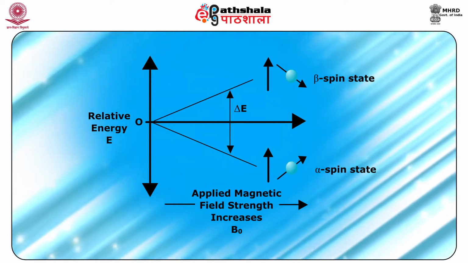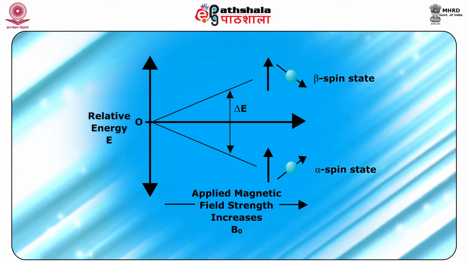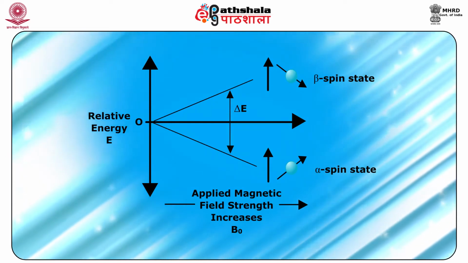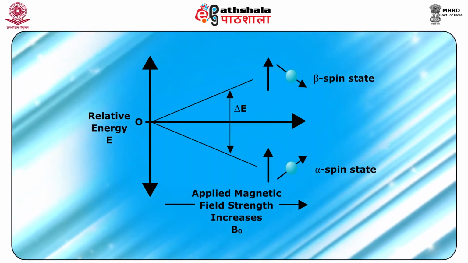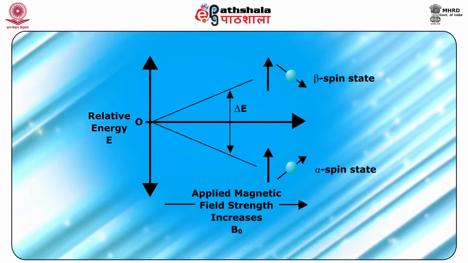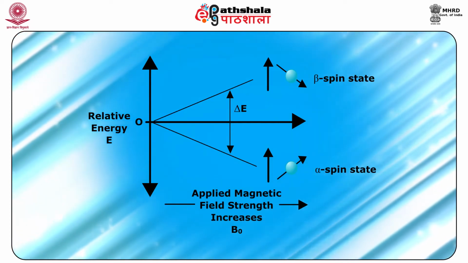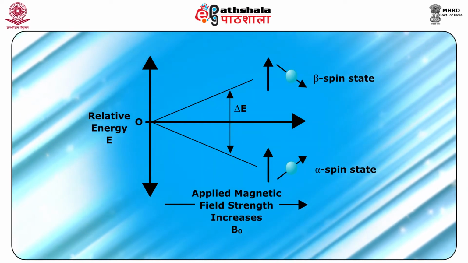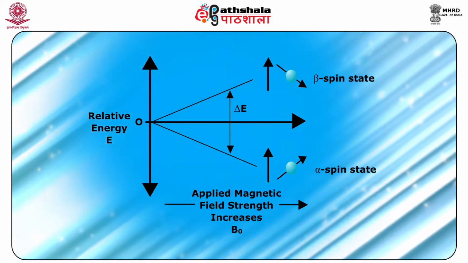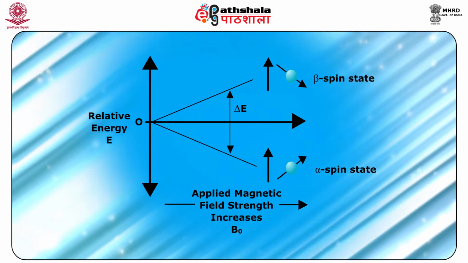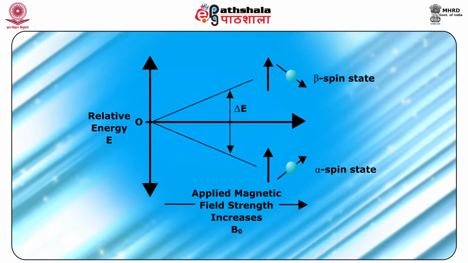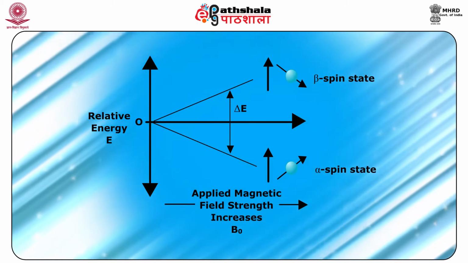Now the difference in energy between the two spin states depends upon the strength of the external magnetic field which is applied. The greater the strength of the external magnetic field, the greater is the energy difference between the alpha and beta spin states. The diagram illustrates the energy between the two spin states as the field strength increases. Now you can see, as along the x axis the applied magnetic field strength increases, the difference between the alpha and beta spin states is also increasing.